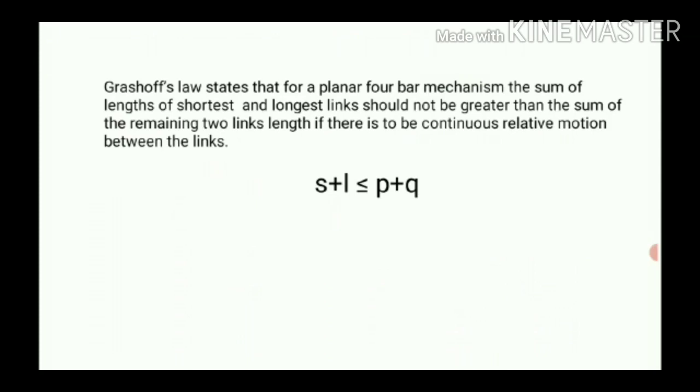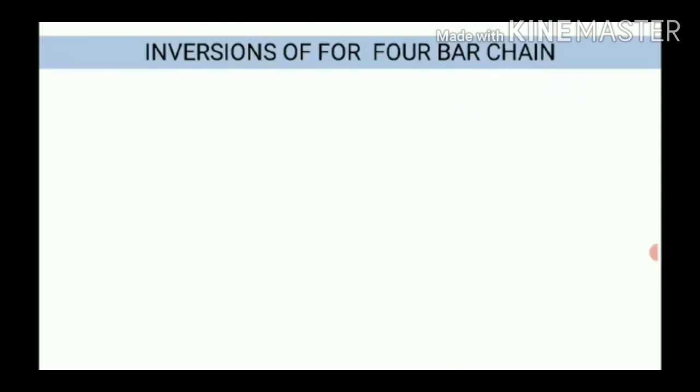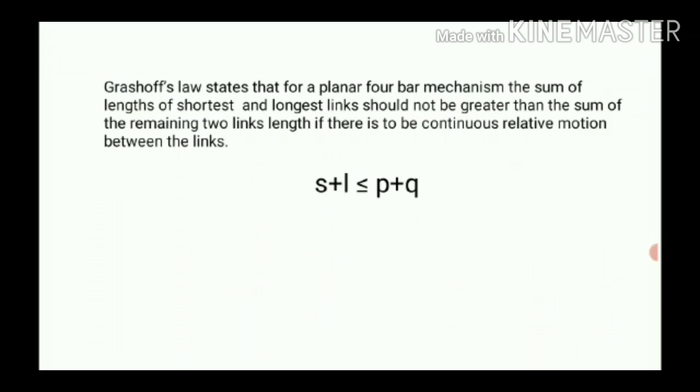Grashof's law states that for a planar 4-bar mechanism, the sum of the lengths of the shortest and longest links should not be greater than the sum of the lengths of the remaining 2 links if there is to be continuous relative motion between the links. Means S plus L is less than or equal to P plus Q. The sum of the lengths of the shortest and longest link should not be greater than the summation of the lengths of the other 2 links.